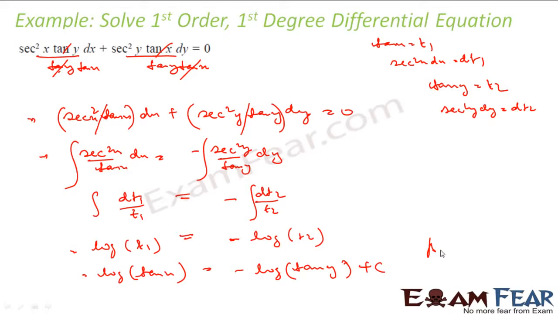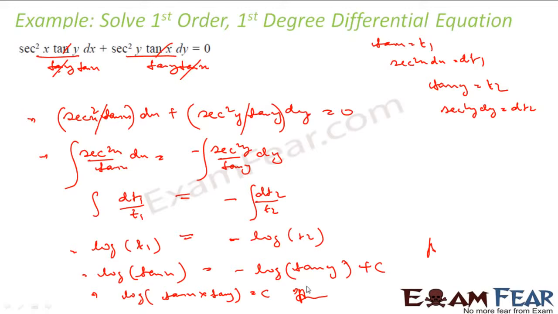Correct. If you want to solve further, this becomes log of tan x plus log of tan y, that is log of tan x into tan y is equal to c. Correct, and that is the answer. Or you can also say tan x into tan y is equal to e to the power c. So you can simplify as much as you want, but this is an acceptable answer.